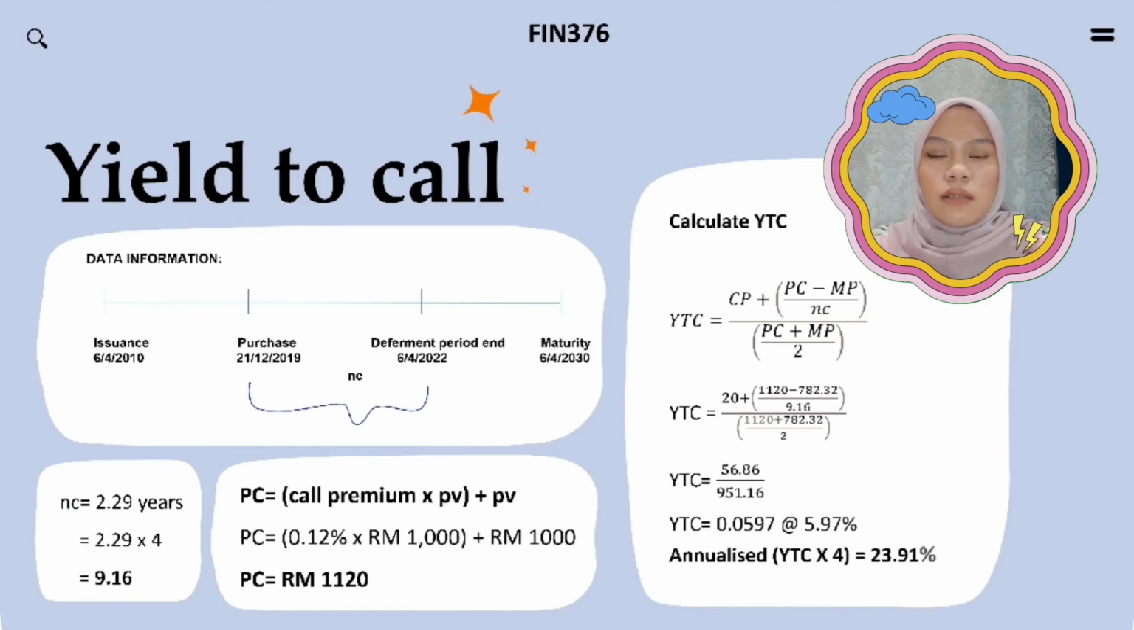Next, we will simplify the equation to YTC equals 56.86 divided by 951.16. The answer is 0.0597 or 5.97%. Is this the final answer?